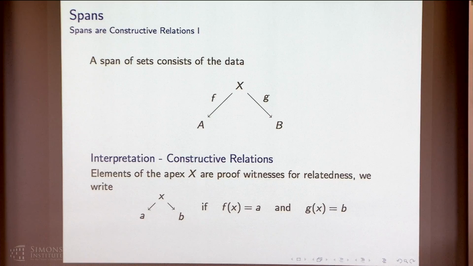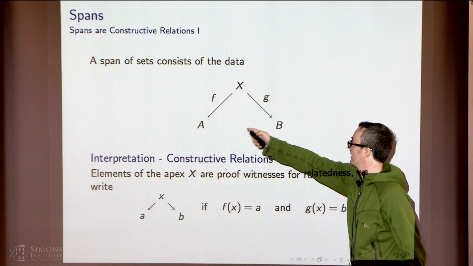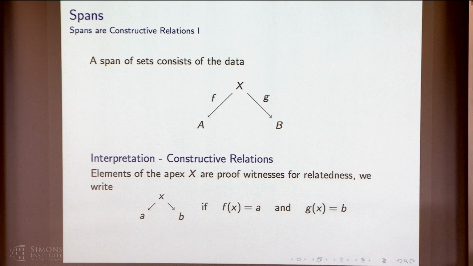Okay, so we mentioned spans earlier. We're going to have a look at spans again now. So a span is a simple thing. It just has an apex, then a couple of feet and a couple of morphisms. That's all the data involved.